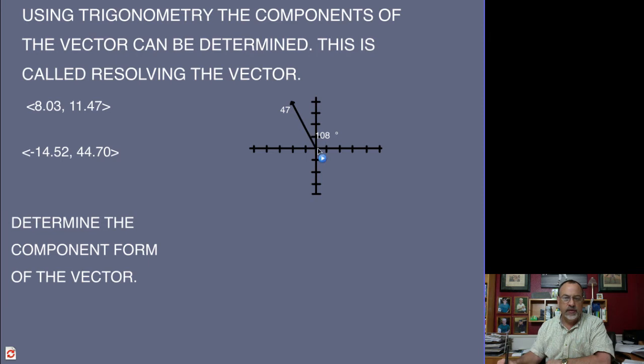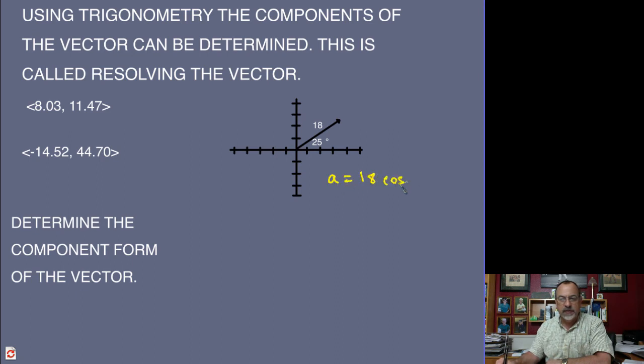Very quickly, let me show you one more example. So in this example, again, we have a magnitude of 18 and an angle of 25. So the A component is the magnitude times the cosine of the angle, and the B component, again, is the magnitude times the sine of the angle. If we calculate those, we come up with 16.3, a positive number, which makes sense, and 7.6, a positive number, which also makes sense.